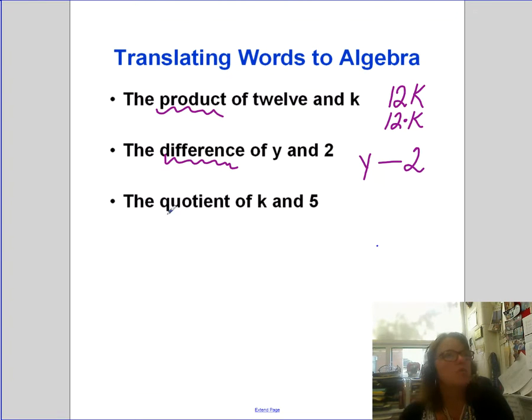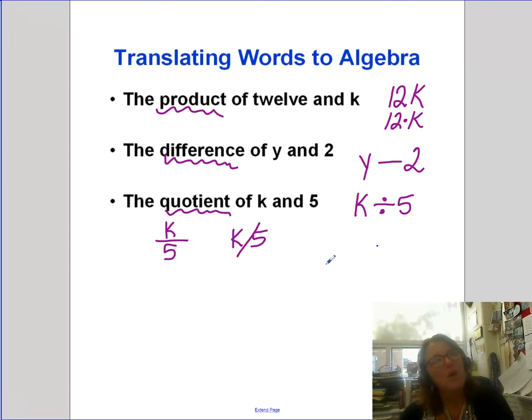Cool. Last one, quotient. Isn't that a great word? Quotient means divide. And again, order is critical when you're translating something that involves division. The quotient means dividing. K comes first and then 5. Or maybe you could write it as a fraction, k over 5, or k slash 5, or the old-fashioned long division way, k divided by 5, like that. Sweet. There you go. All right, that wasn't so bad.